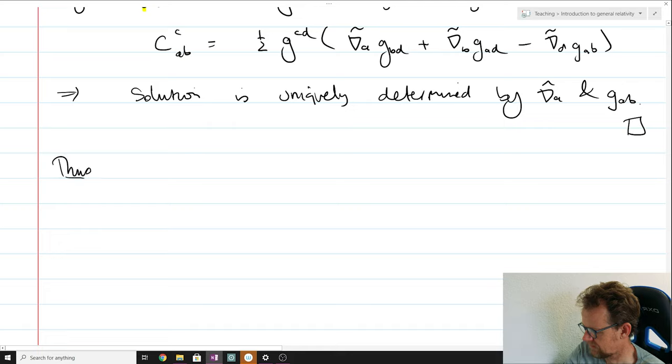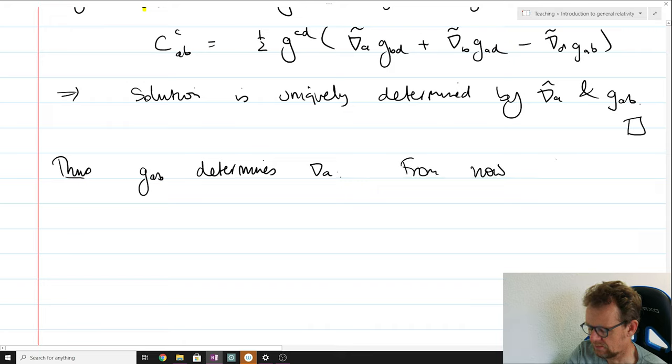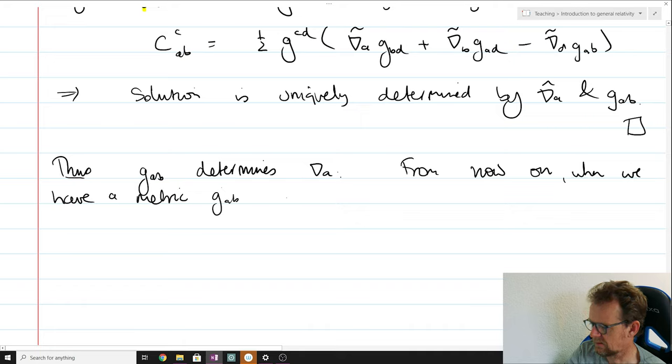So thus, g_ab determines delta_a. From now on, for the rest of this course, we're going to assume that we have a metric associated to the manifold. Well, let me put it this way. From now on, when we have a metric, I will implicitly assume that delta_a, b is this operator.